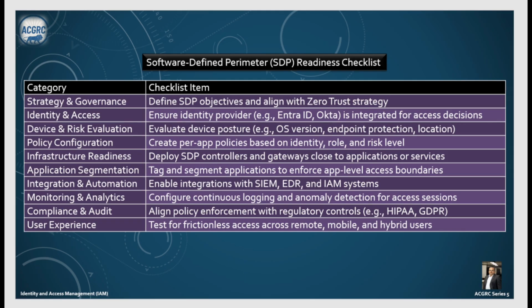Once all this is done, test for frictionless access across remote, mobile, and hybrid use. Test it. If not done with all scenarios included, you would have serious issues when you implement it. Post implementation, if you don't want service issues to come up or a rise in incident tickets, you need to do the testing extensively.